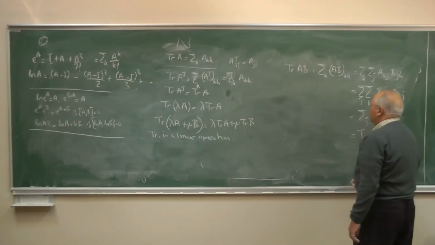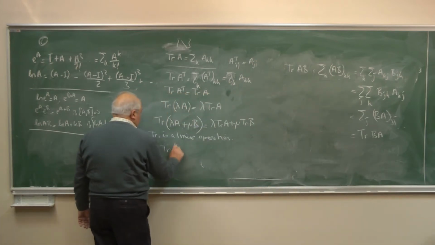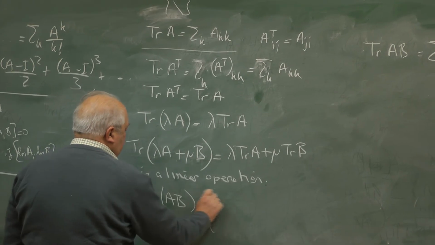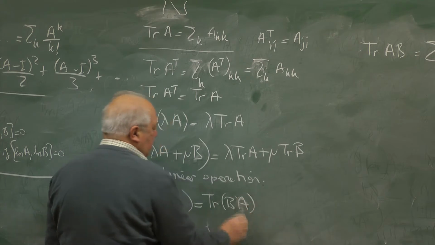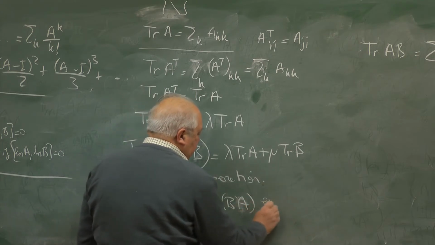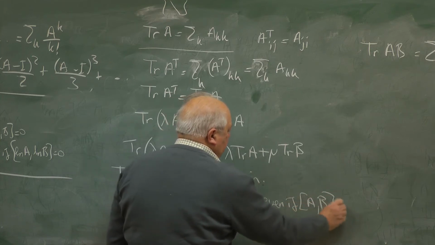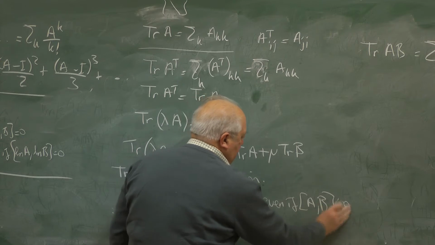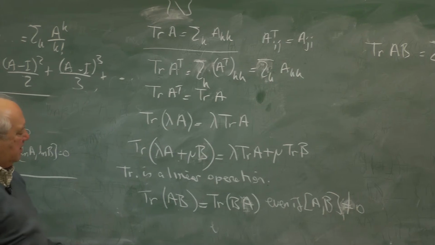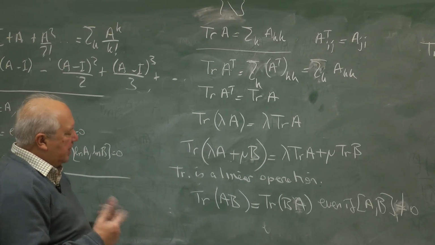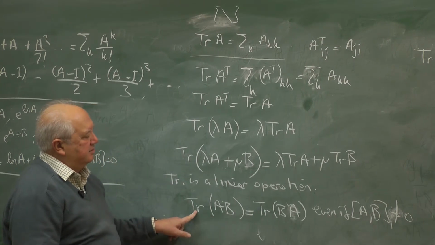So trace AB is equal to trace BA, even if A and B do not commute. Even if A and B do not commute, you can change the order under the trace. That's important.